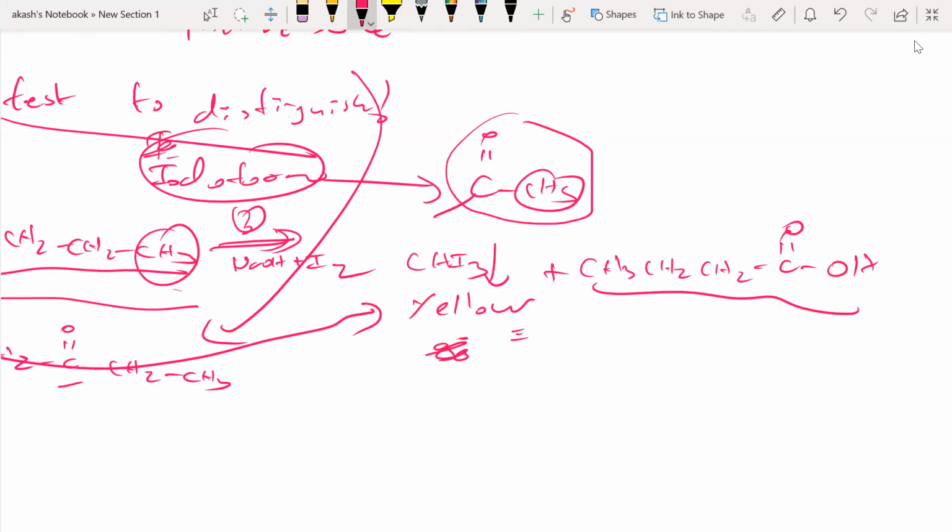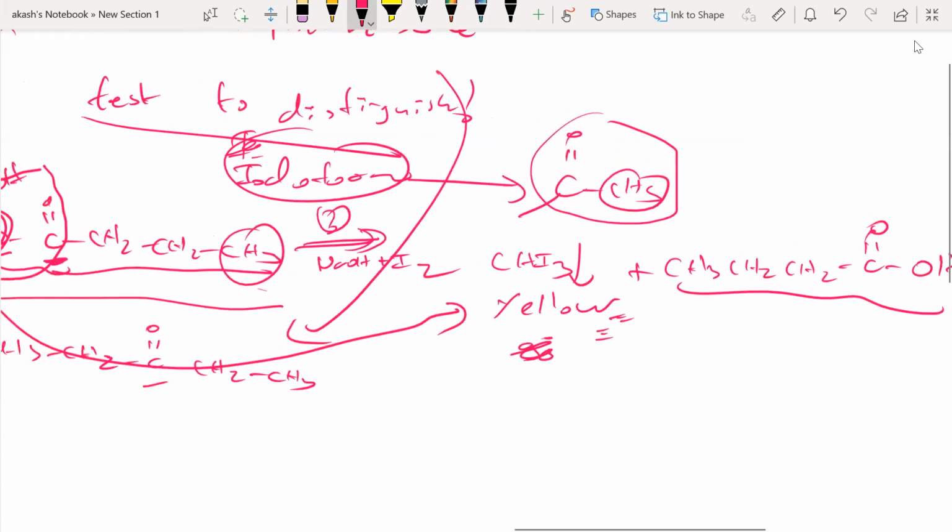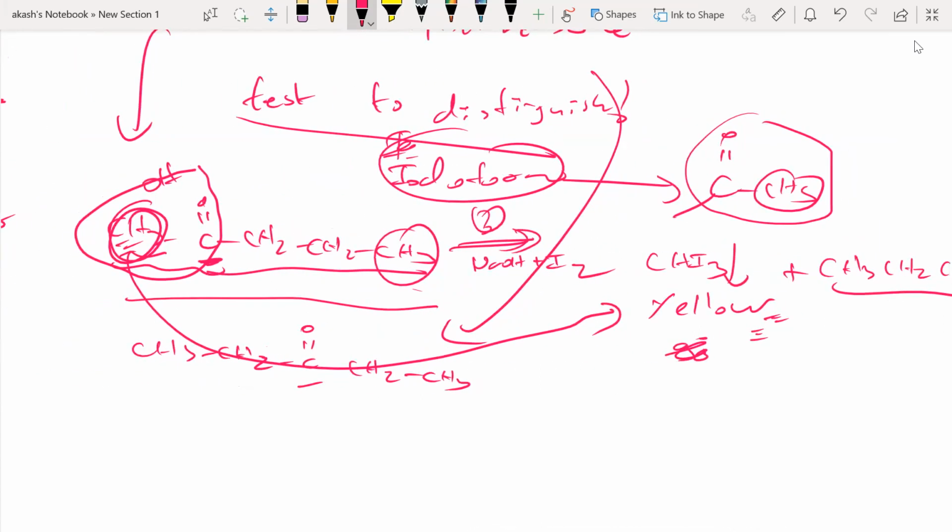So this will give the iodoform test, giving the yellow color, but the other will not form anything like that. Whichever is not forming the yellow precipitate is your pentan-3-one. Whichever is giving your yellow color is your pentan-2-one. Okay, good. Next question.